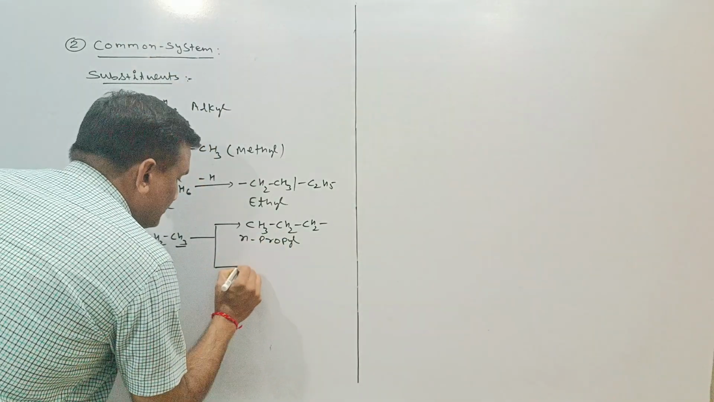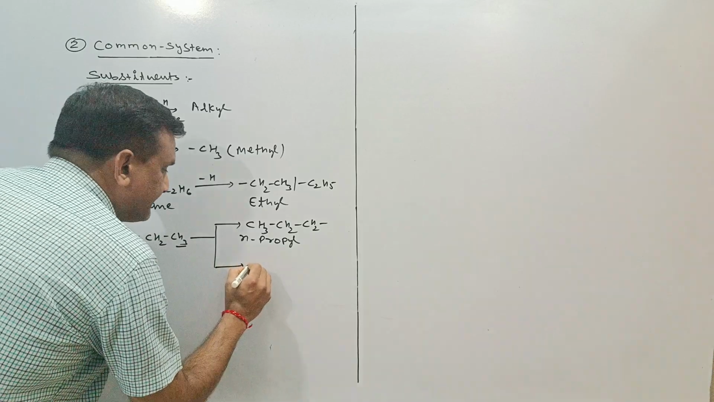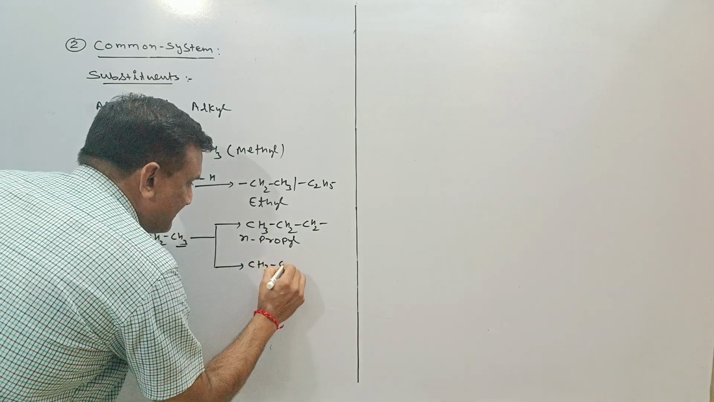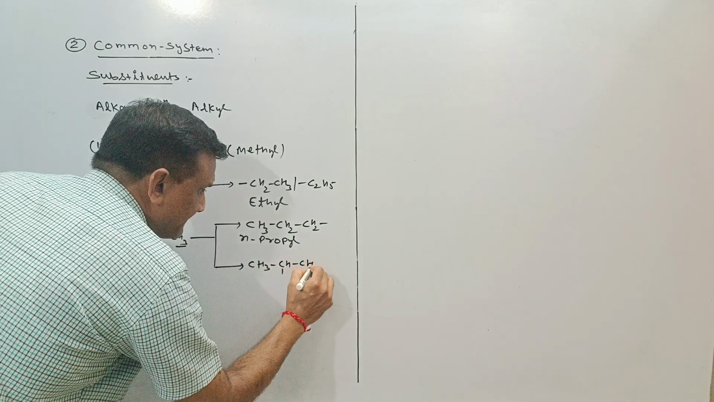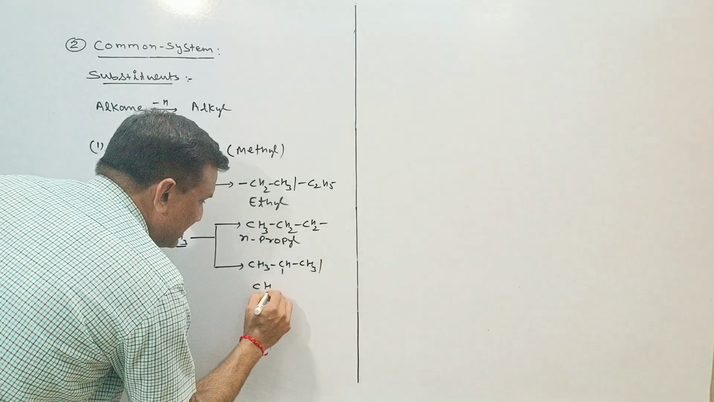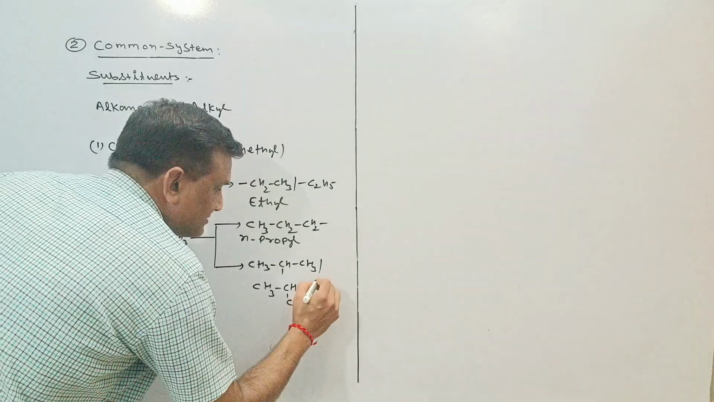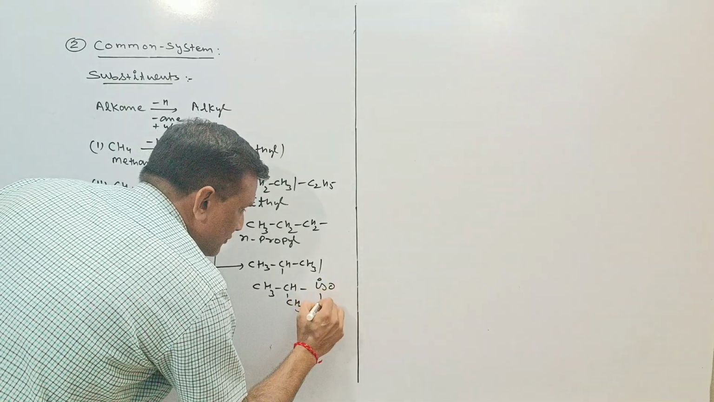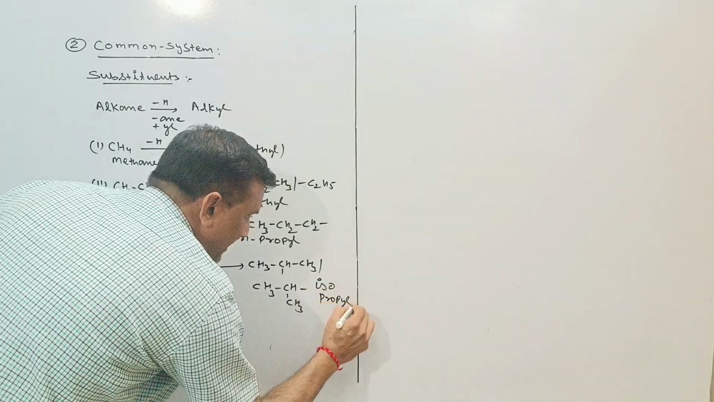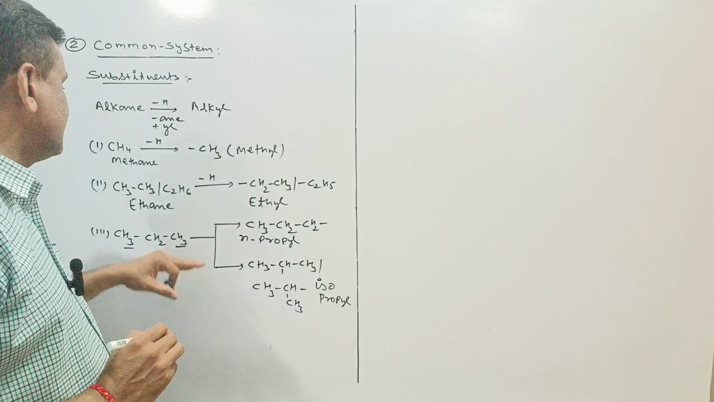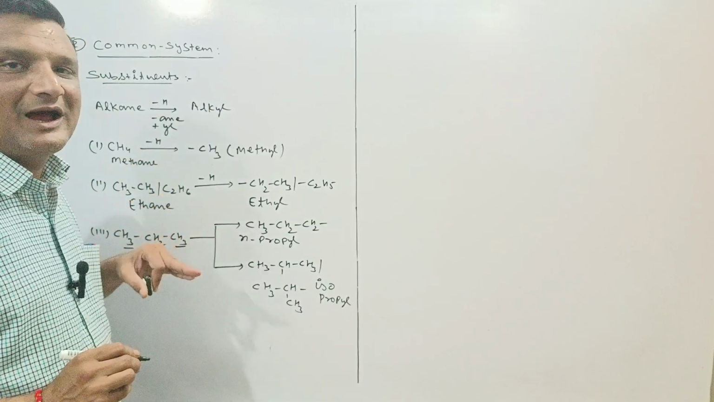If you remove the hydrogen from the number 2 position, then it can be represented either as follows, or you can represent it as follows: CH3. This is called isopropyl. This was about just the number 1, 2, 3 carbon.